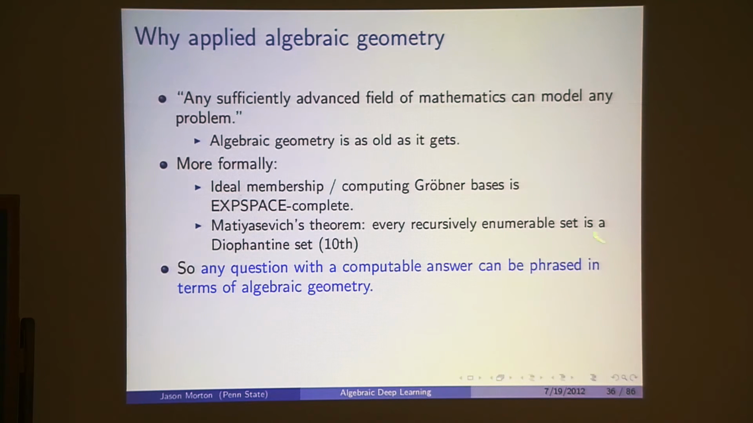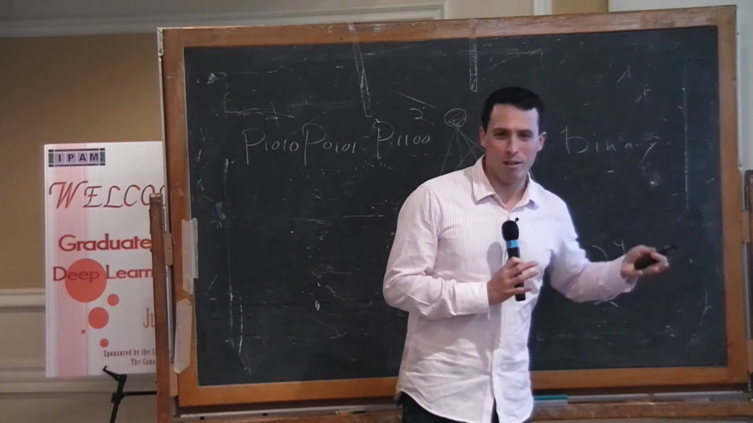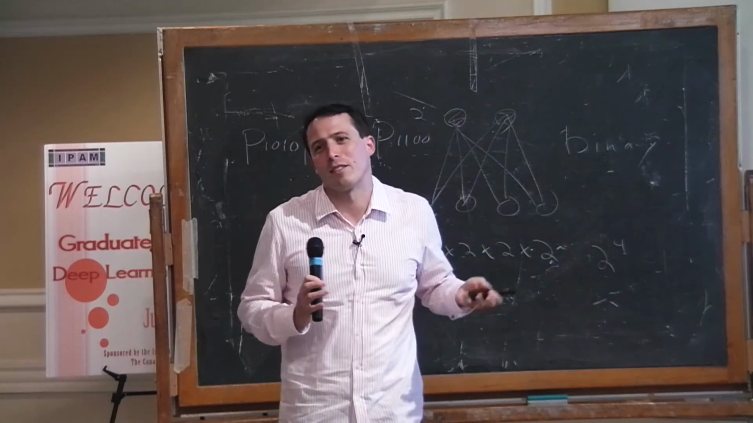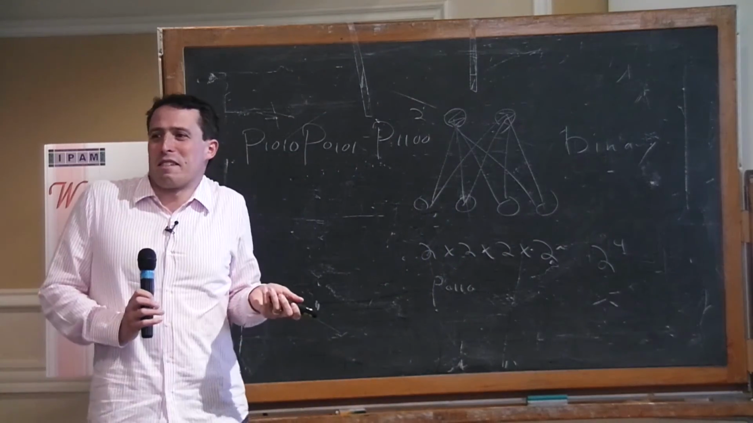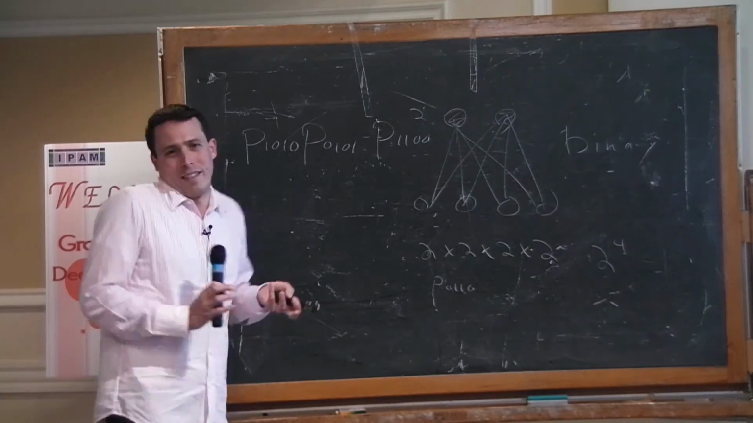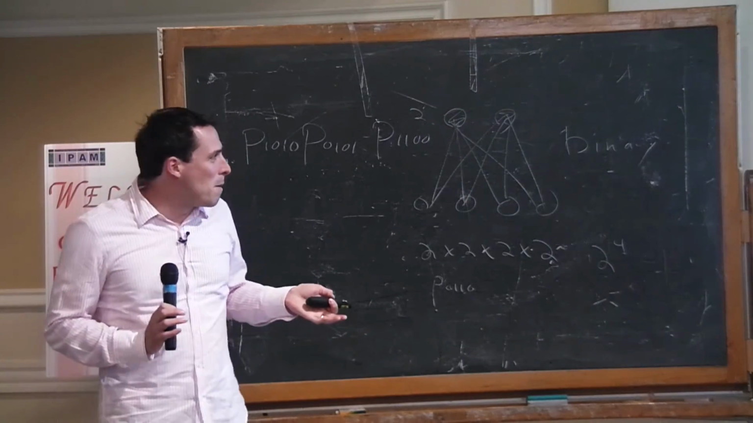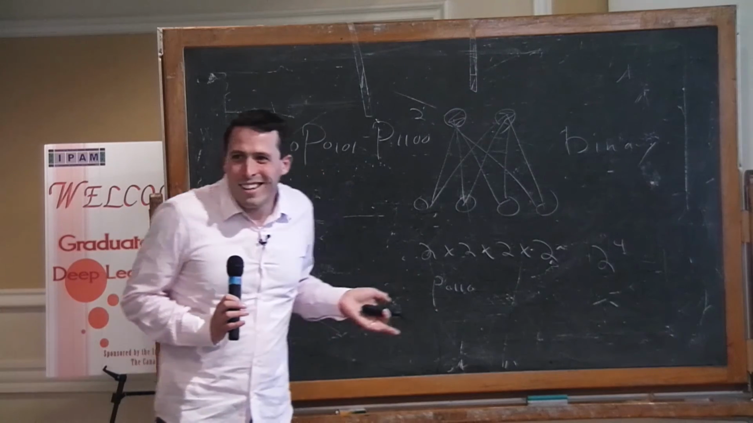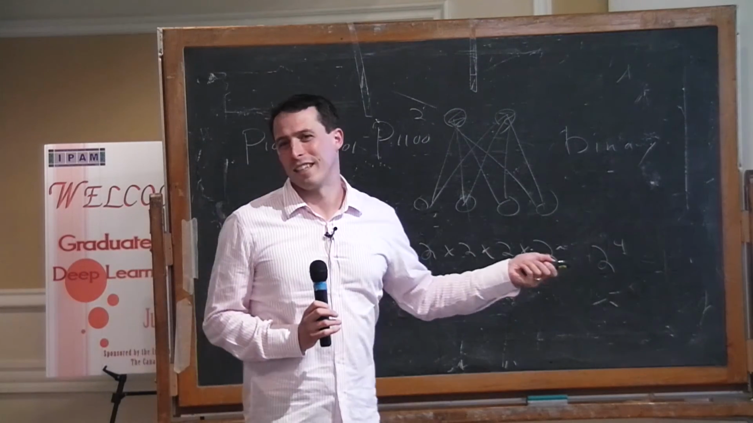So that basically says that any question that has a computable answer, in the sense that it's recursively enumerable, can be expressed somehow in terms of algebraic geometry. So just about any question we can ask, we can somehow twist it into a question about algebraic geometry. Sometimes that's of course useless to do, but if we do it right, and we're lucky, we get some geometric insight into the problem.